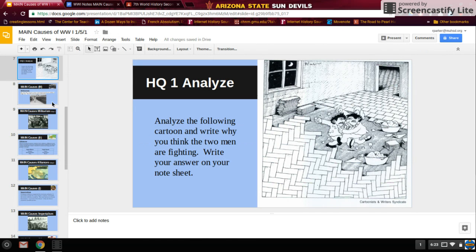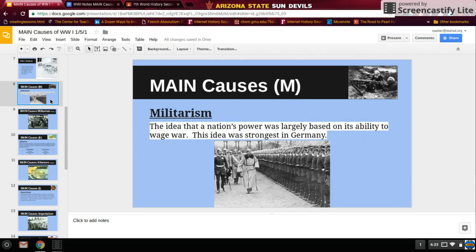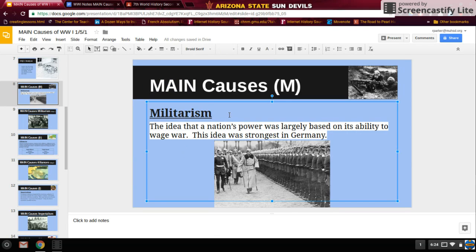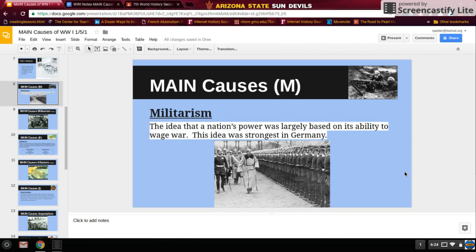All right, now on to our lecture. Our first main cause, and if you notice, main is all highlighted because there are 4 main causes of World War I, and each of the causes will begin with one of the letters of main. So our first one is militarism. And militarism is the idea that a nation's power was largely based on its ability to wage war. And in the countries in Europe that we're talking about in World War I, Germany had the strongest feeling of militarism leading up to World War I.